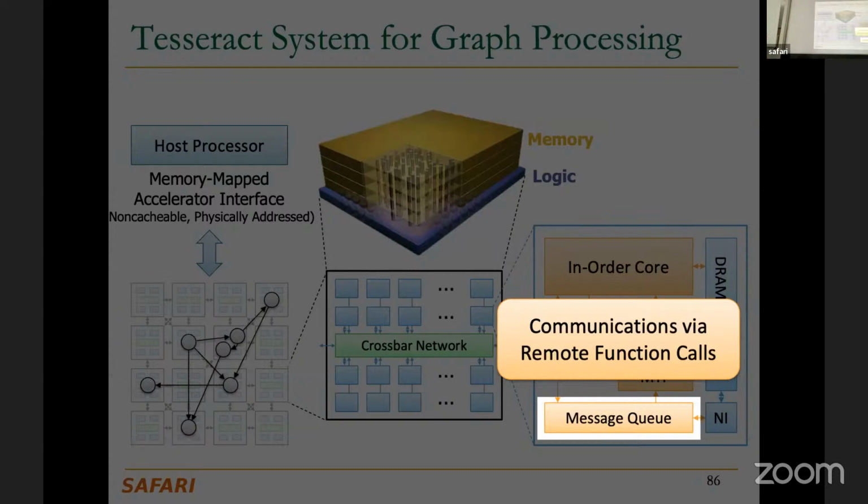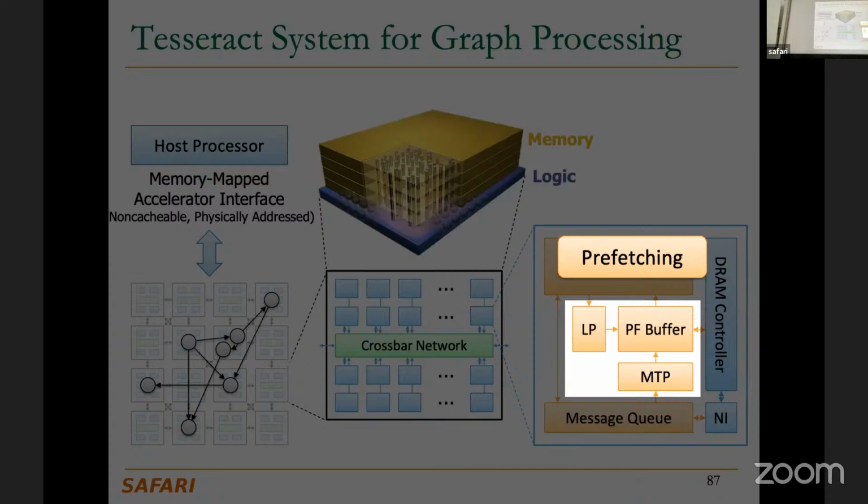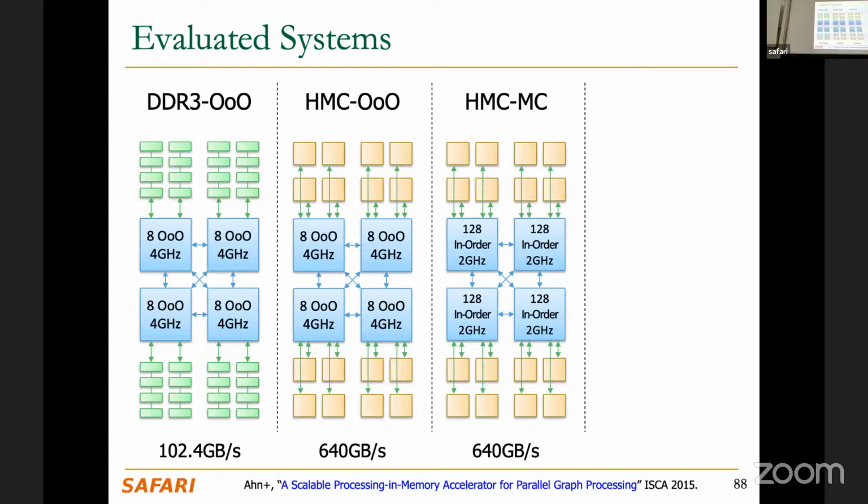We also have some auxiliary hardware to compute in a distributed way across this network of memory devices here. And we also have some prefetching to improve the memory level parallelism that you have for the systems. So we evaluate this architecture using traditional systems, and also two other implementations of a system using these 3D stack architectures in a compute-centric way.